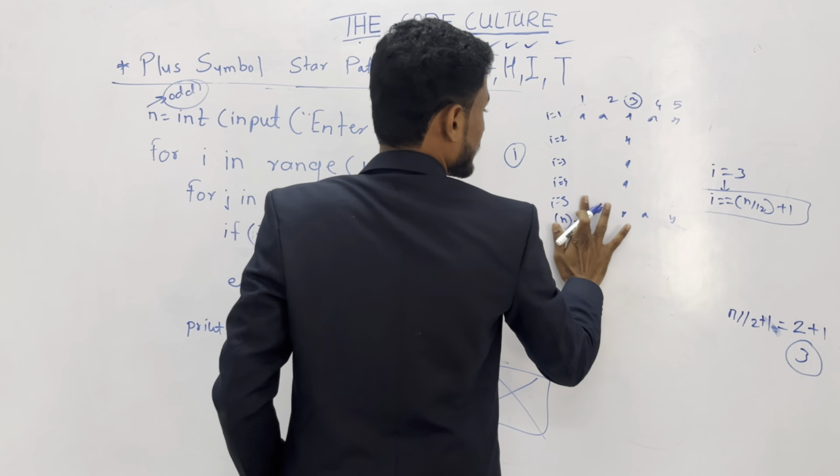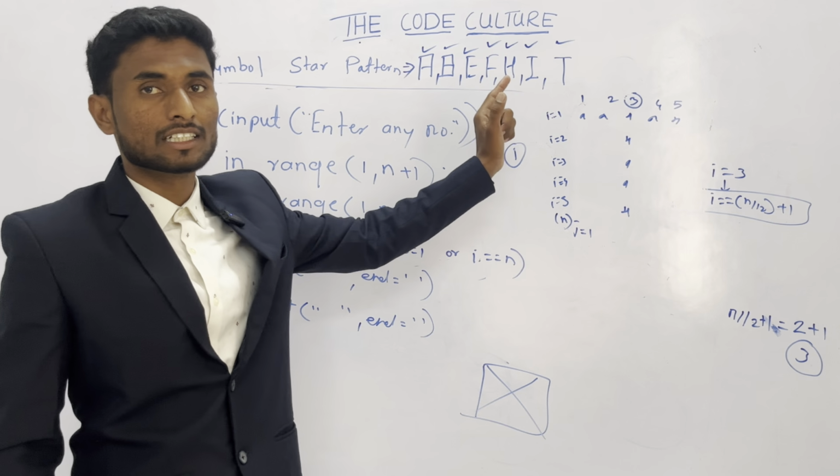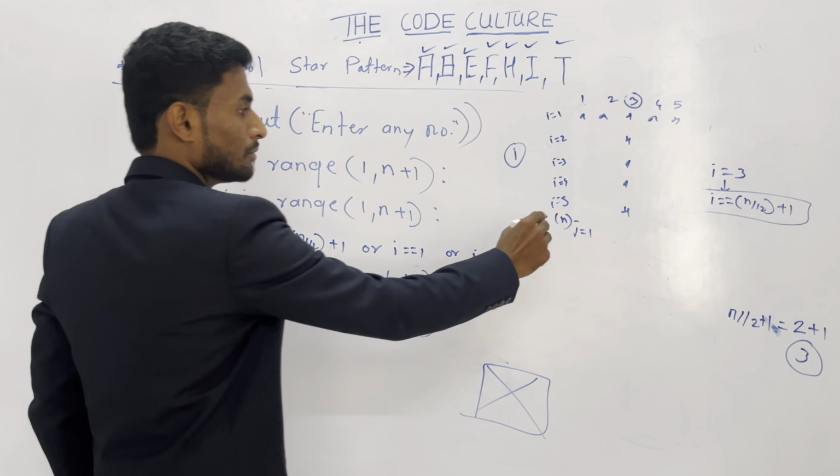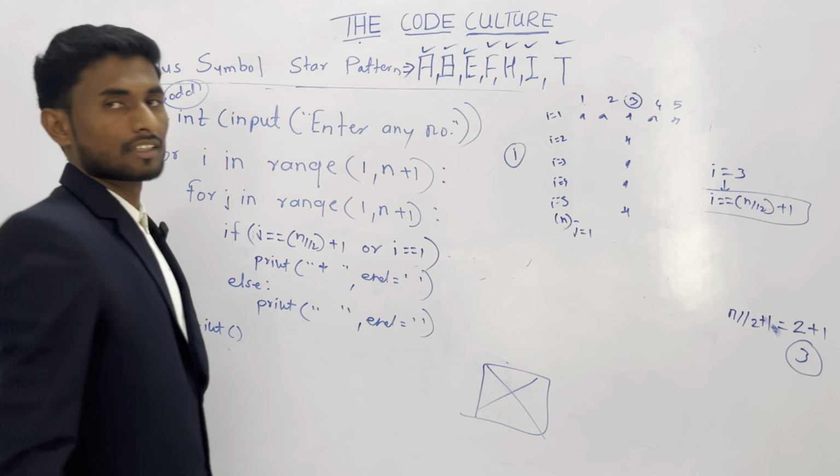If I remove the last line, then what will we get? T. What equation is required? Removing the last line means removing i equals n. So if I remove this, we will get T.